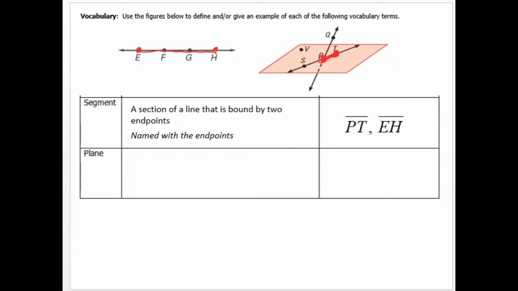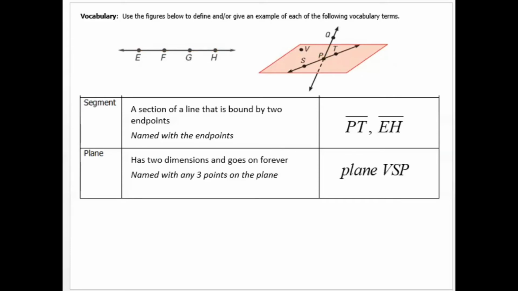Okay, so next is a plane. So a plane is kind of hard to visualize, but basically think of it as like a piece of paper. It doesn't have any depth to it at all, or thickness. And it goes on and on forever in the directions that are towards the ends of the paper. So if you look at this plane here, VSP, that would be this light pink plane. And notice that it looks like it's coming out of the paper, and that's just to show that it has 2 dimensions, and it's drawn in 3 dimensions.